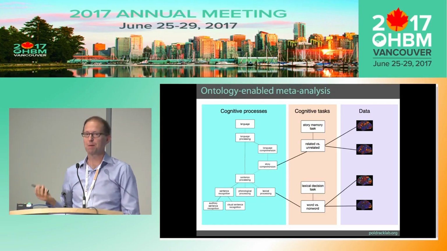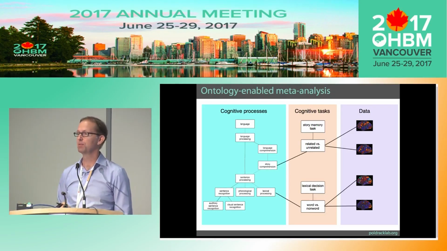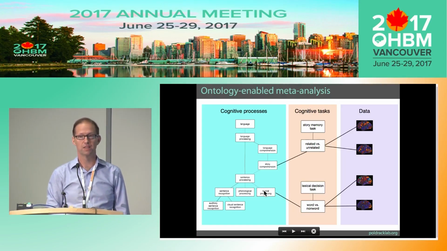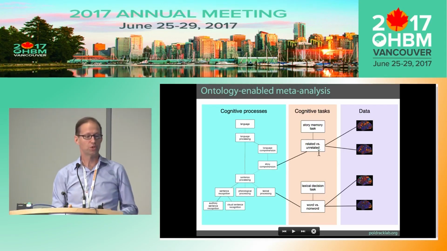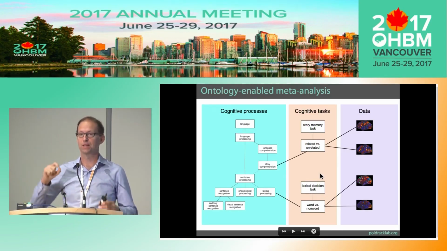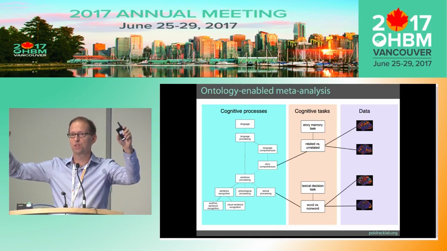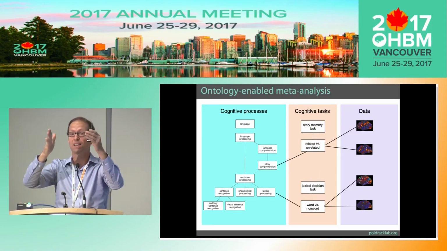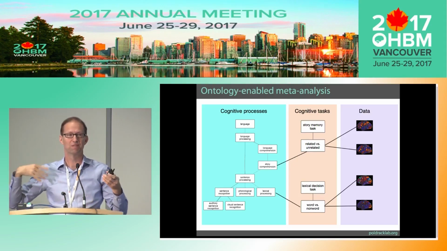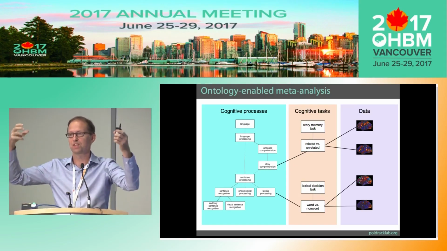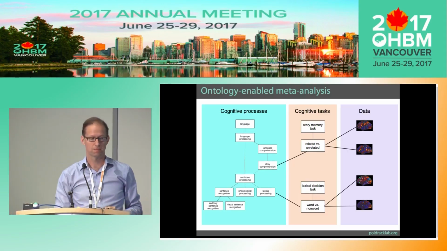So one way to think about this is in terms of ontology-enabled meta-analysis. The idea is, we have data over here. Those data come from tasks. We think those tasks are related to specific cognitive processes. We should be able to actually meta-analyze and relate specific brain systems to specific cognitive functions, integrating out the task, if you will, right? The idea is that tasks are just our experimental figments. What we really want to understand is the relationship between psychological functions and brain systems.